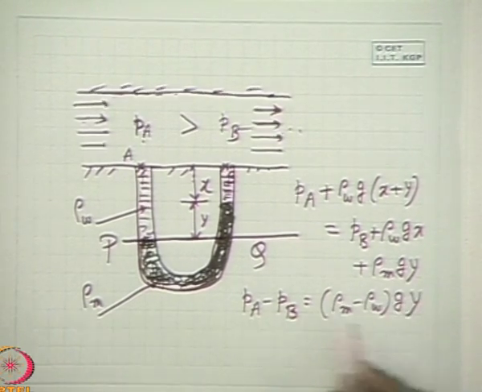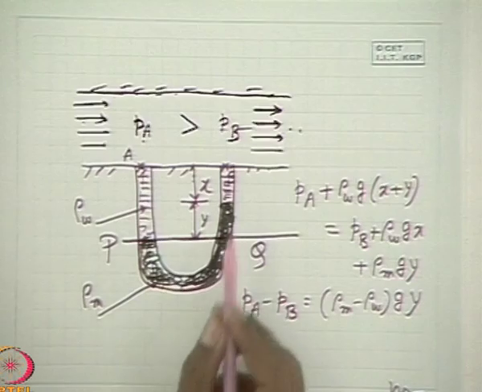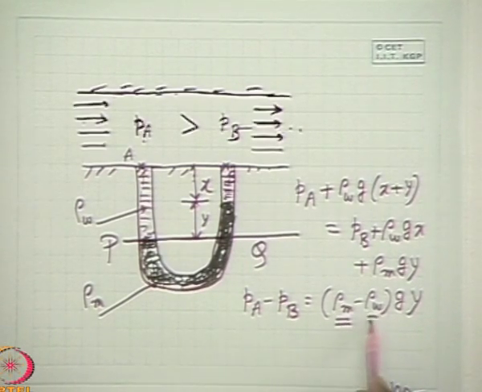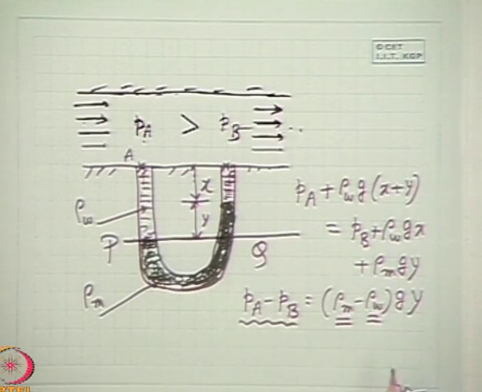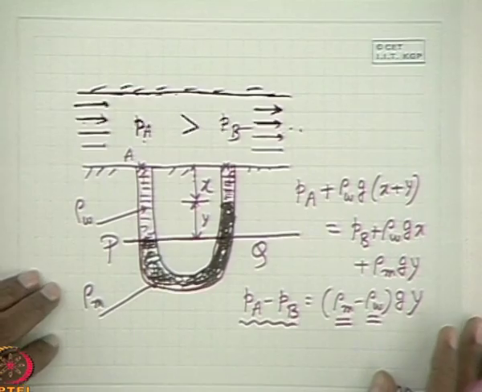That means by simply noting the deflection of the meniscus in the two limbs of the manometer, and if we know the density of the manometric fluid and the working fluid, we can find out the pressure difference in case of a flowing fluid. This pressure is known as the static pressure.